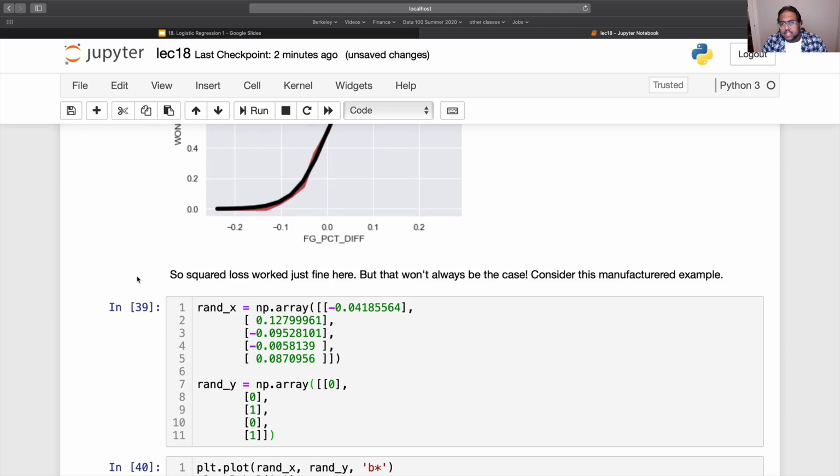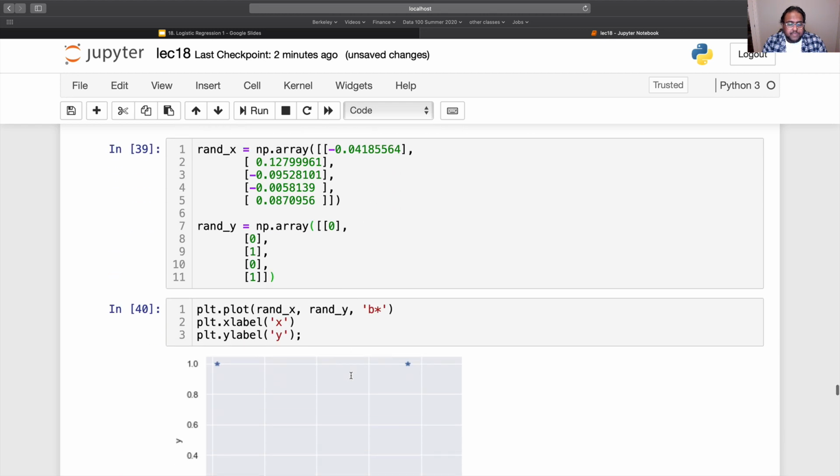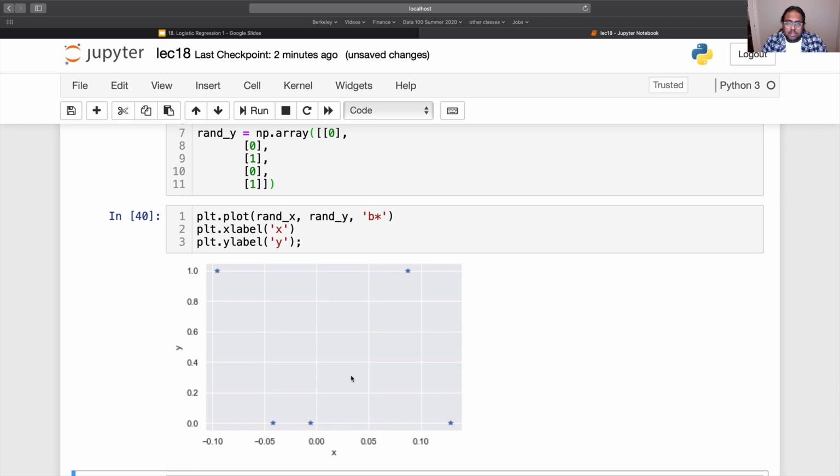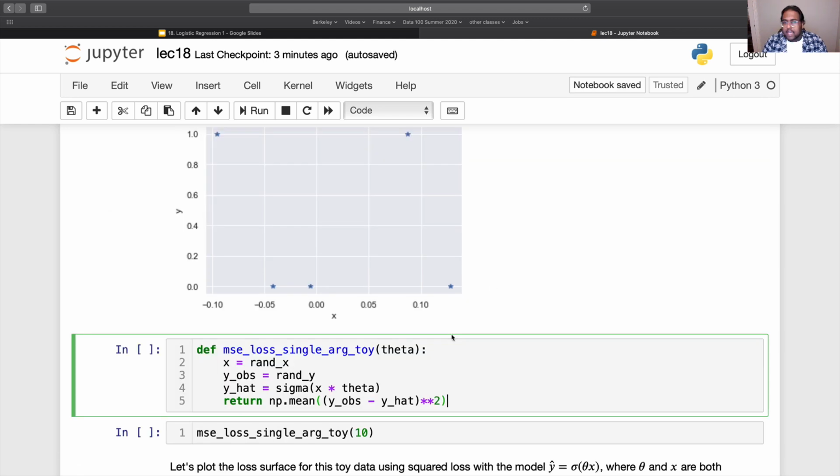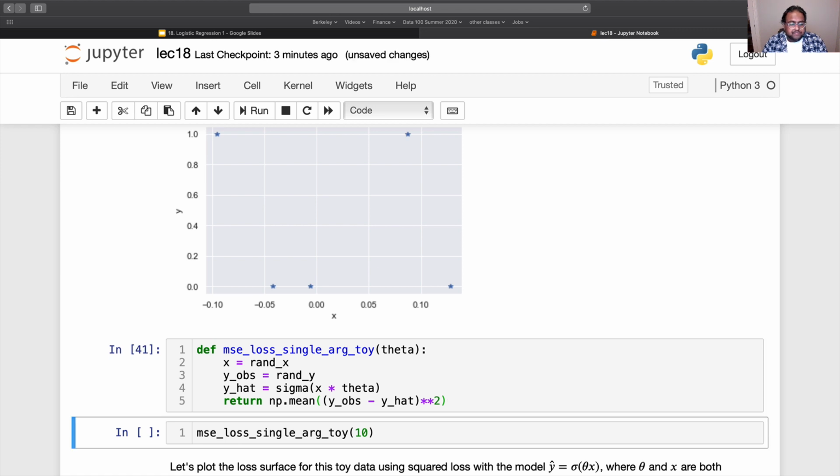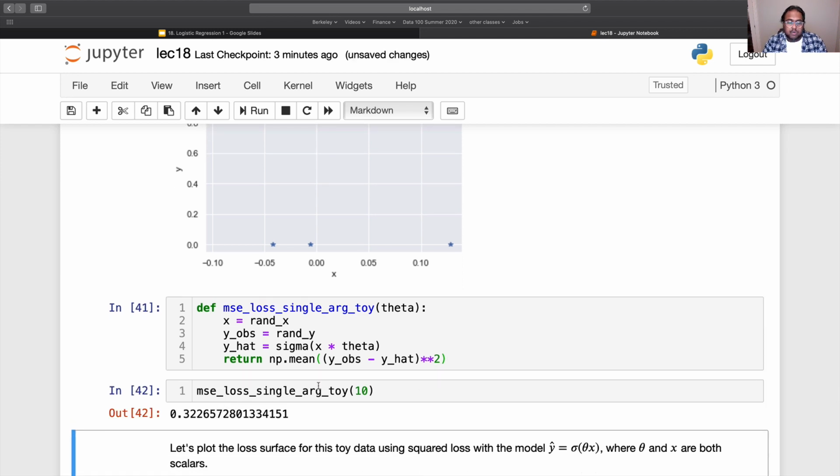Here I have a toy dataset made up of randomly generated x and y values. This is what that toy dataset looks like. I have 5 observations, 3 belong to class 0 and 2 belong to class 1. What I will again do is create a single argument function that takes in a guess for theta and returns the mean squared error for that choice of theta. And then we will again use minimize on this function and see what it gives us. And so if we call this function with theta equal to 10, we get 0.32265 or whatever.